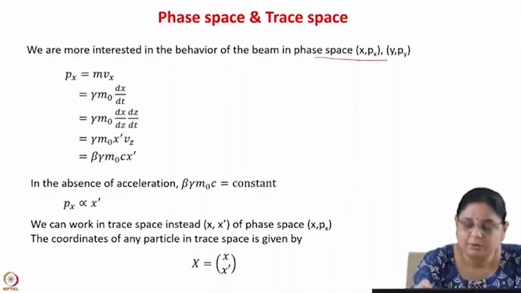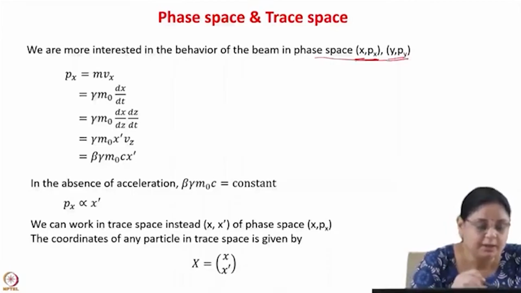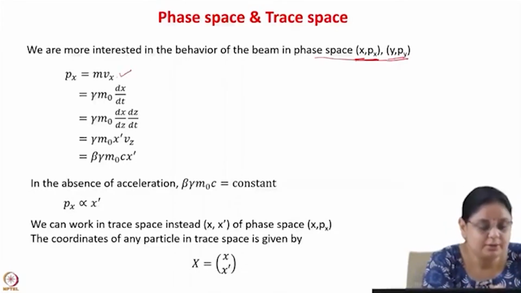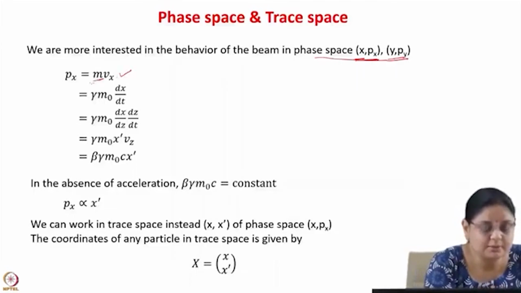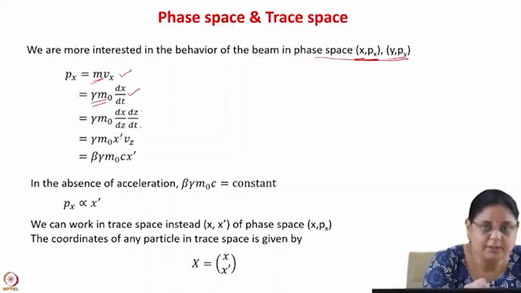So what is phase space? Position and momentum coordinates, so in x, px or y, py. What is px? Px is m times vx. You can write mass as gamma times the rest mass, and velocity as dx by dt. Now this dx by dt can be written as dx by dz times dz by dt. What is dx by dz? It is x prime. So it is also called the divergence of the particle or the divergence of the beam.